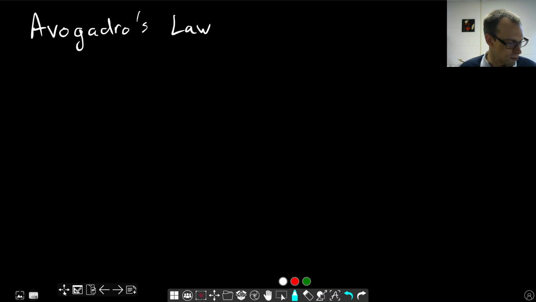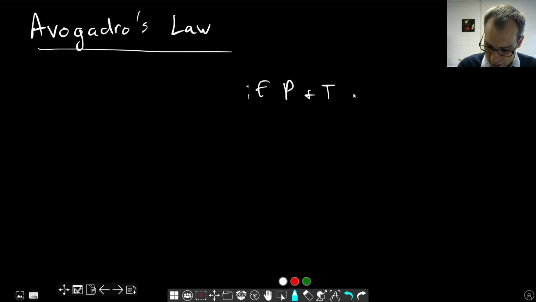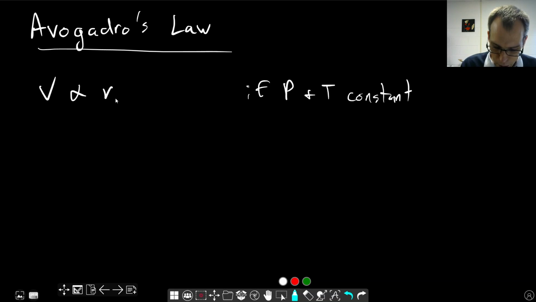This is part of how Avogadro figured out the idea that we have a bunch of molecules present. Now we no longer have the number of moles fixed. Instead, we're fixing the pressure and temperature. If P and T are constant, what can be observed is that our volume is going to be proportional to the number of moles. Essentially, the more gas that you have, the greater space it will take up.